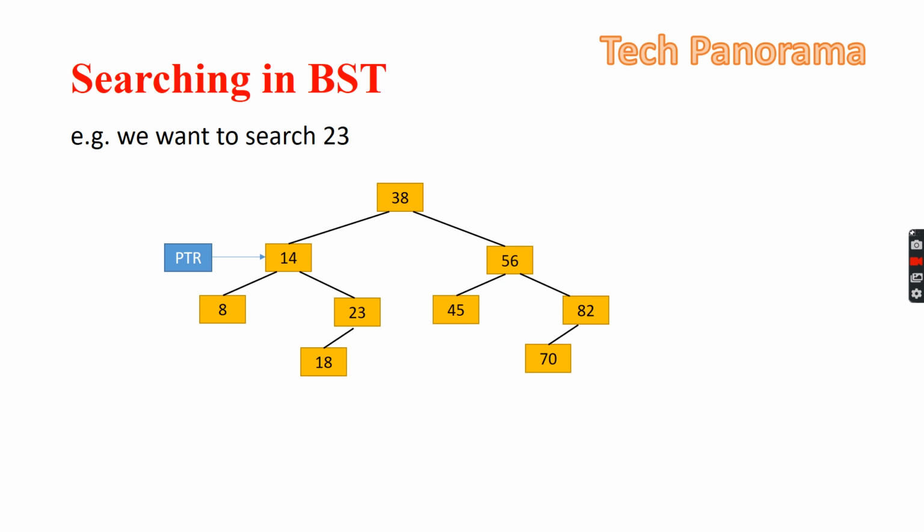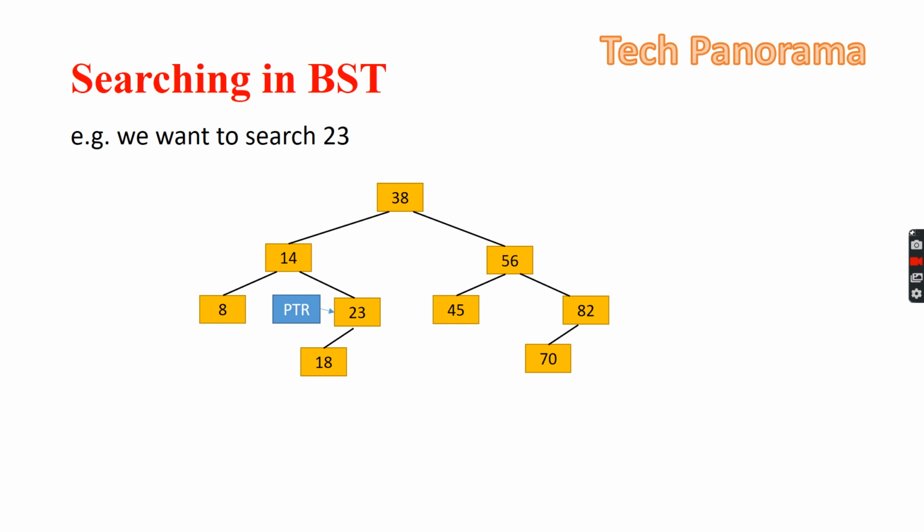Now we check whether 23 is less than or greater than 14. As 23 is greater than 14, we will move to the right of 14. Now the PTR will point to 23. The PTR variable is used to traverse the tree from top to bottom.